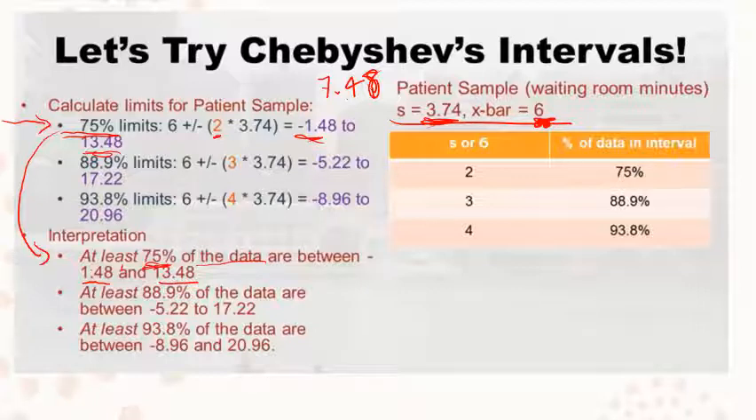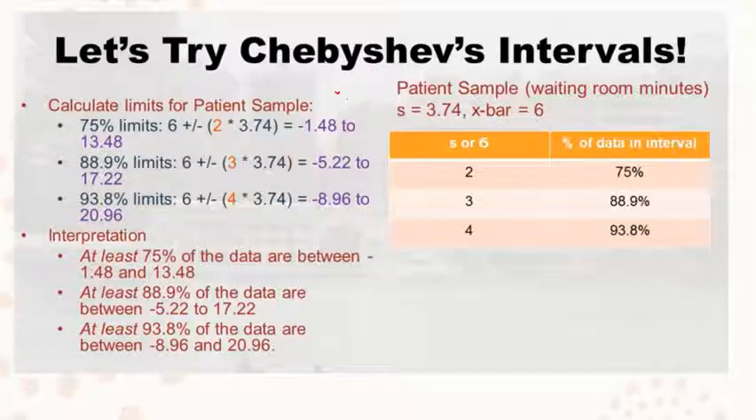Let's try the other ones really quick, just in case you didn't quite understand how the interpretation of that data works. We're going to use the exact same data. This is our standard deviation, this is our mean. Now let's find some new limits. We're going to use three standard deviations, which means the percentage will be 88.9%. So let's figure out how we got our lower and upper limits to be negative 5.22 and 17.22.